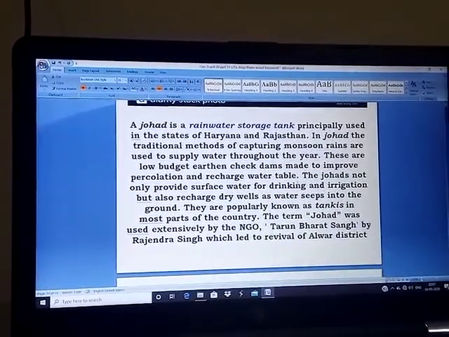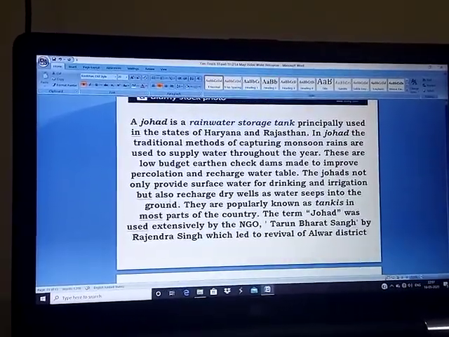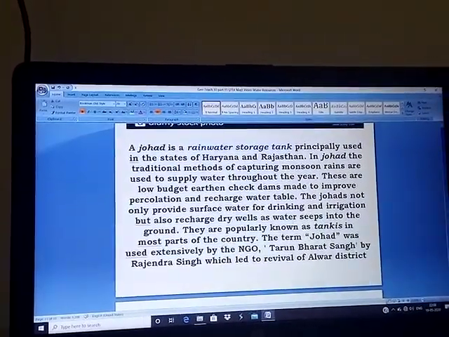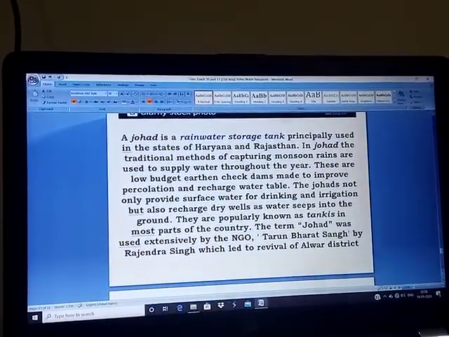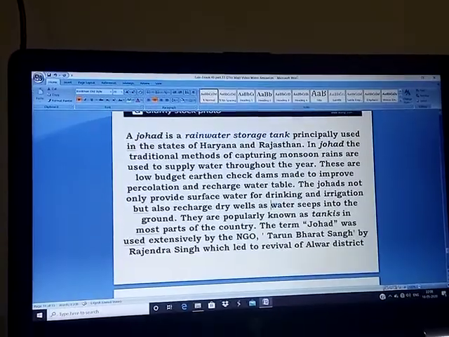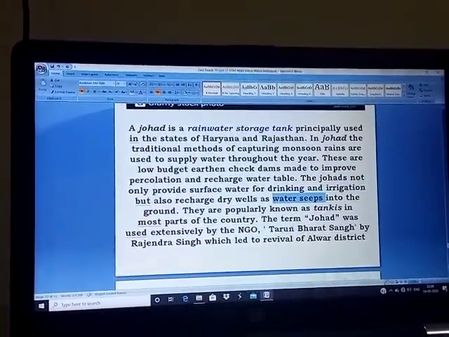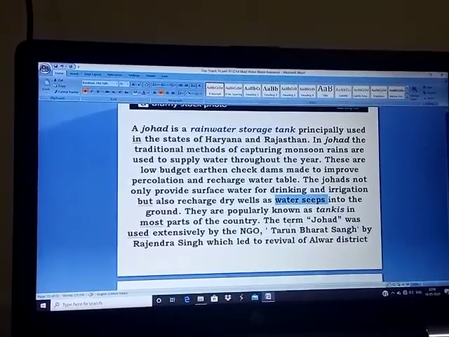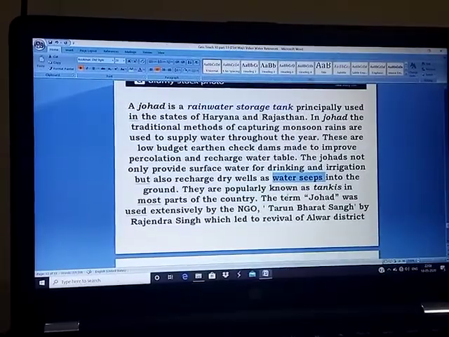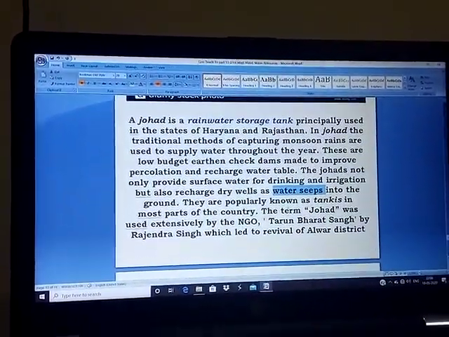The Johads not only provide surface water for drinking and irrigation, but also recharge dry wells as water seeps into the ground. So ultimately, these words are coming again and again: the water seeps, the water percolates, the water sinks into the ground, and that's how the water table goes high or remains intact.